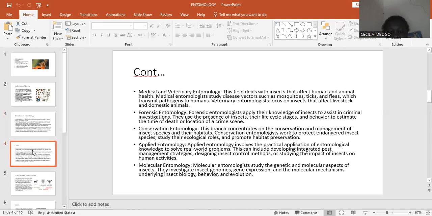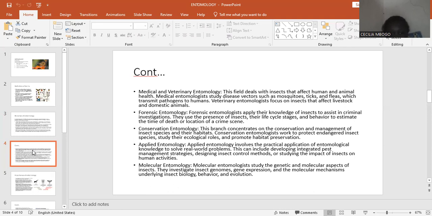We have forensic entomology. In forensic entomology, forensic entomologists apply their knowledge of insects to assist in criminal investigations. They also use the presence of insects, their life cycle stages and behavior to estimate the time of death or location of a crime scene.